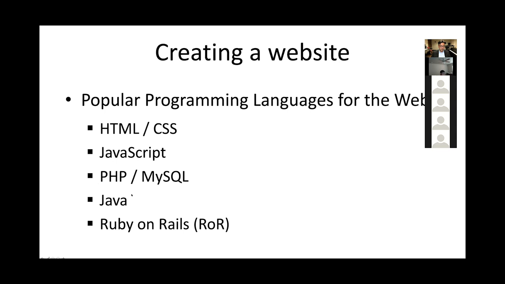And Java. So JavaScript and Java are different things. In some ways similar, but JavaScript lives on the web page. Java has to communicate with the server. I'm not going into too much technical detail. Ruby on Rails is another popular language for web development.